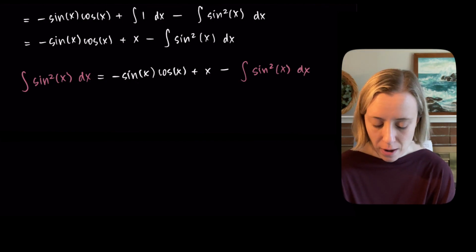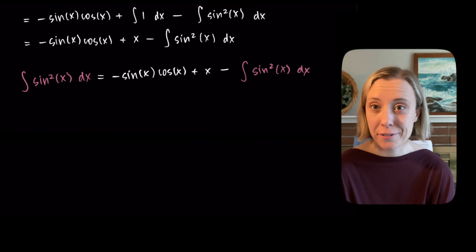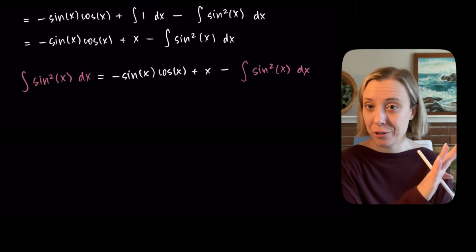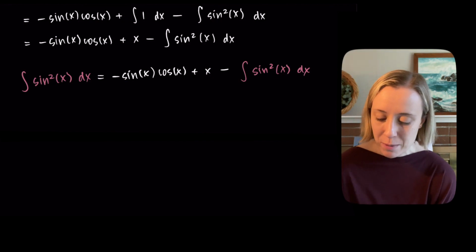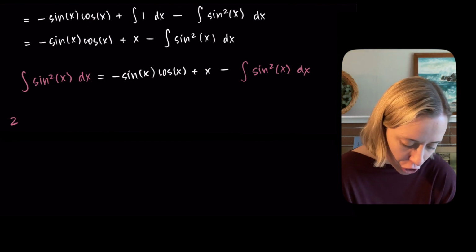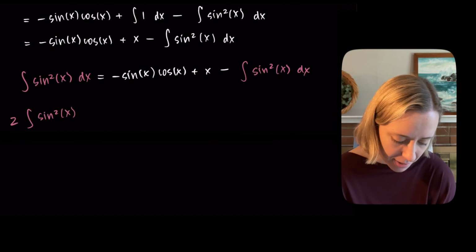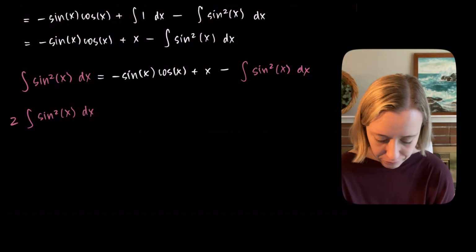Okay. So I have a sine squared x integral on both sides, and I'm going to put them together. I'm going to move one of them over to the other side. When we move one of the integrals over to the other side, we now have 2 of those integrals. We're taking one integral plus another of the same thing, so we get 2 of them.